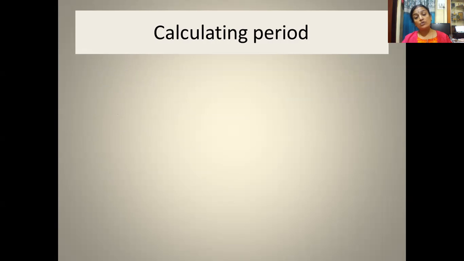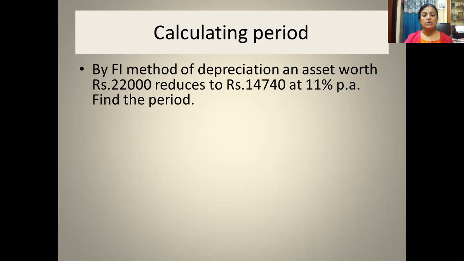Okay. And let us solve one problem of calculating the period. By fixed installment method of depreciation, an asset worth, that is value of the asset, 22,000. What is the 22,000? That is P, value of the asset. P is equal to 22,000. It reduces to 14,740. That is the reduction value. That means V. V is equal to 14,740. At 11%, that is rate of depreciation, I is equal to 11%, means 0.11. Find the period. Here we have to calculate N.